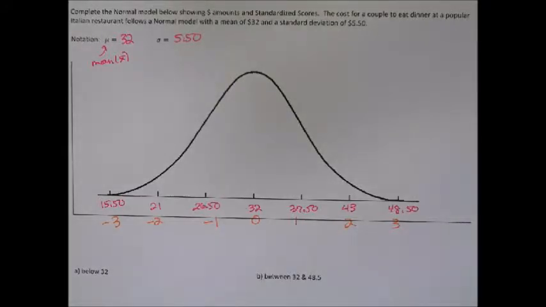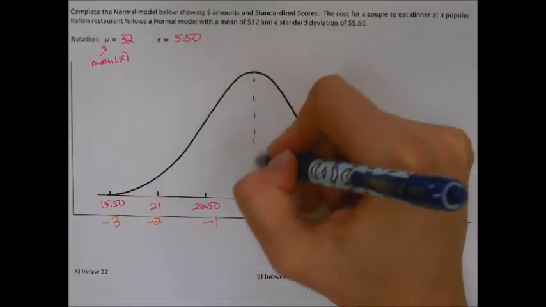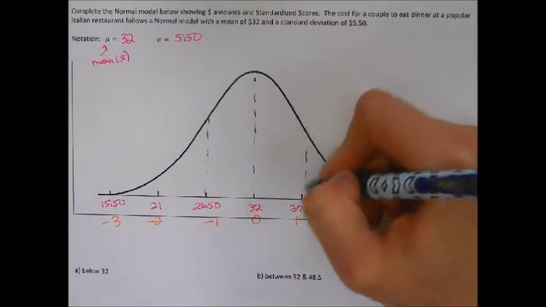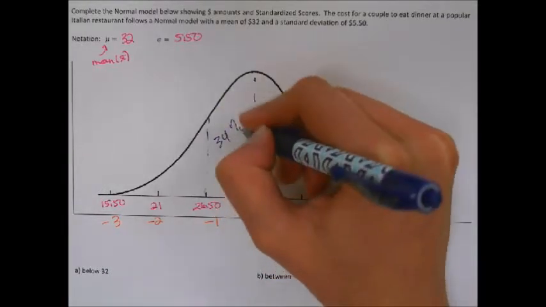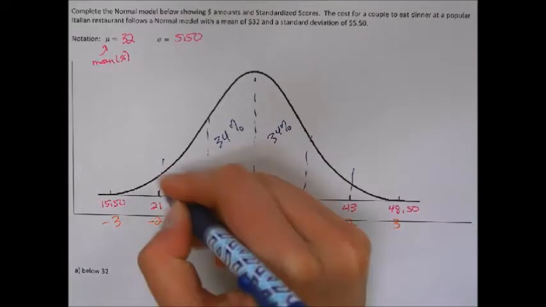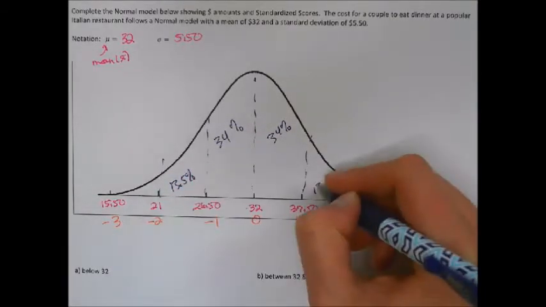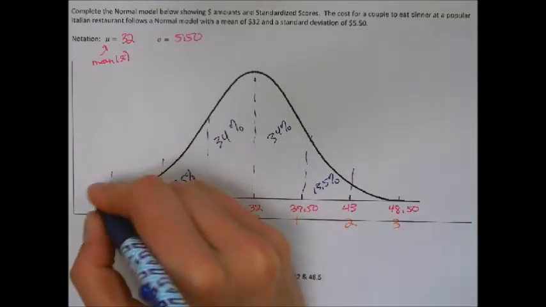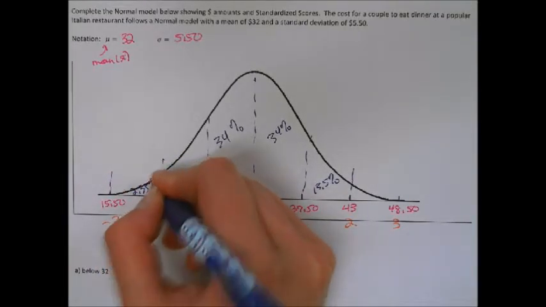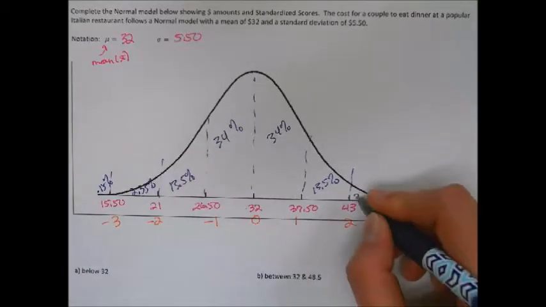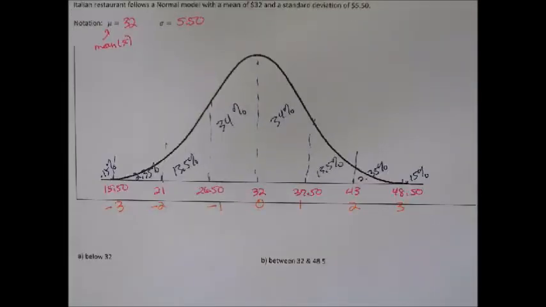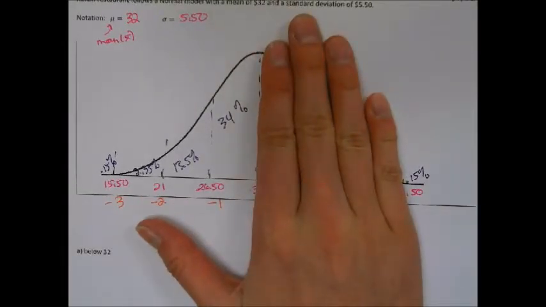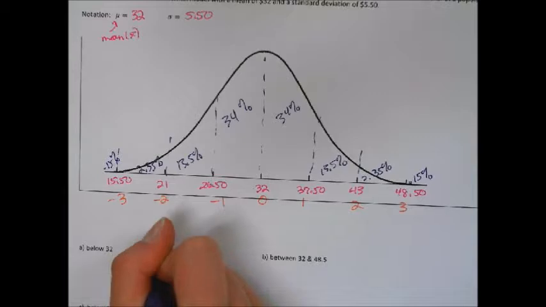So let's go ahead and fill in all of our percentages in our dotted lines. This is 68%, so we have 34 and 34%. 13.5%, 2.35%, 0.15%, 2.35%, 0.15%. All right, so what percent is below 32? Well, 32 is the mean. How much is below? This is halfway, 50%.